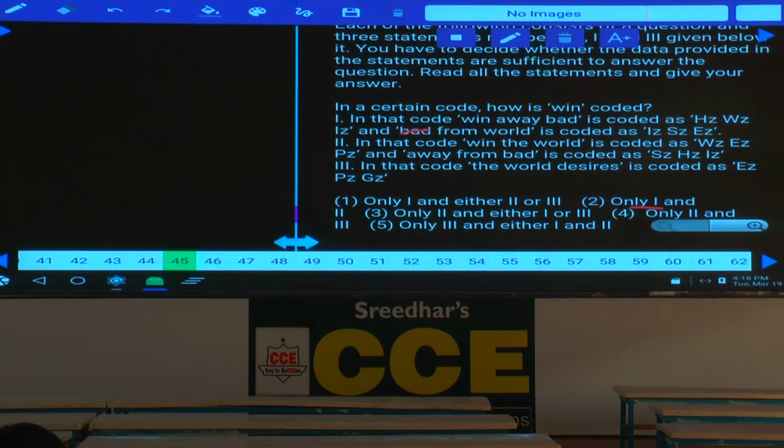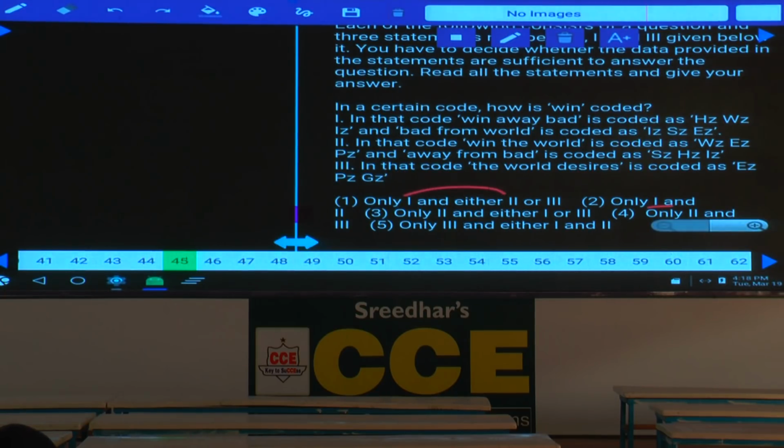Now with the help of this first one, we are able to identify the code for the word bad, isn't it? Then if you combine the second, now win away and win the world, by combining these two, win the world and win away, can I determine the code for the word win or not? Yes, 1 and 2 is sufficient. As 1 and 2 is sufficient, then we need to check the different choices. Now any choice should be a combination of this 1 and 2 or not, because I am getting the answer with 1 and 2. Then 1 and either 2 or 3.